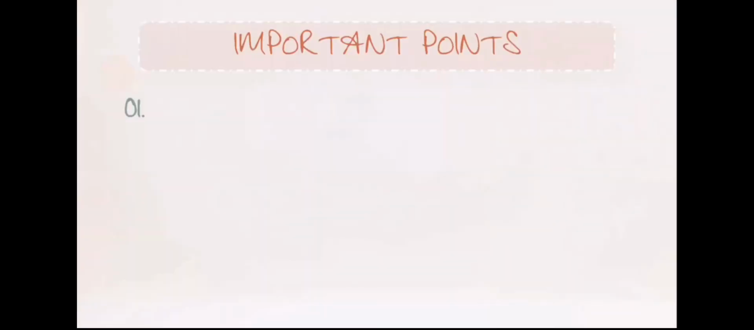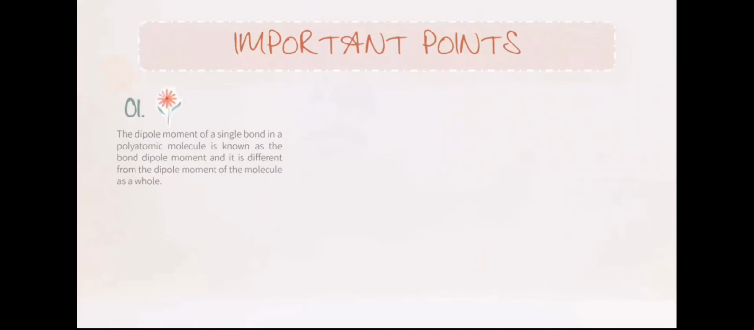And these are the important points of dipole moments. First, the dipole moment of a single bond in a polyatomic molecule is known as the bond dipole moment, and it is different from the dipole moment of the molecule as a whole. Second, it is a vector quantity. It has magnitude as well as definite direction.